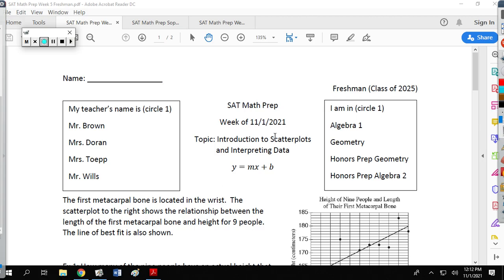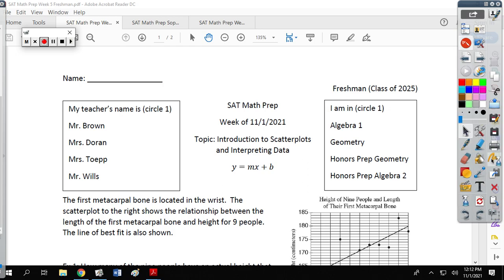Ladies and gentlemen, please make sure that you are writing your first and last name at the top of your paper. Make sure you circle your teacher's name. If you have more than one teacher, feel free to circle more than one. And please make sure you are circling the class you are taking. If you're in more than one class, feel free to circle more than one.